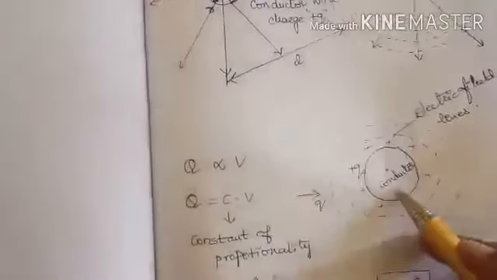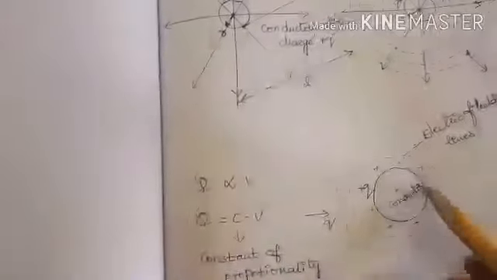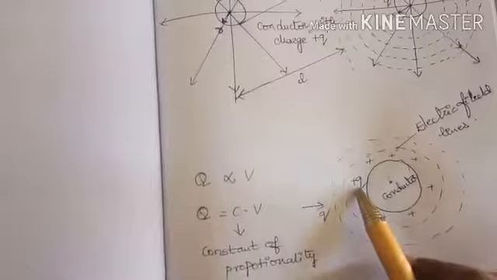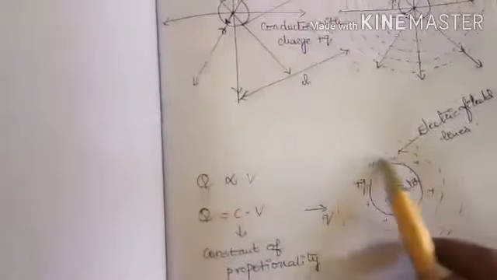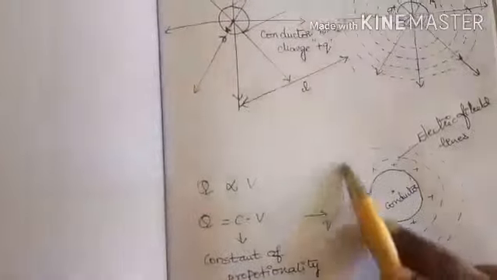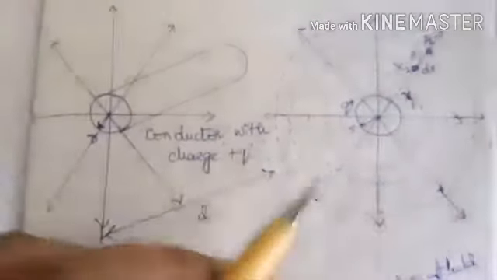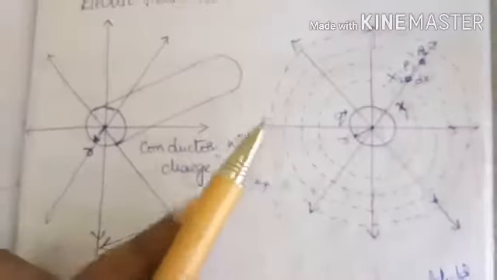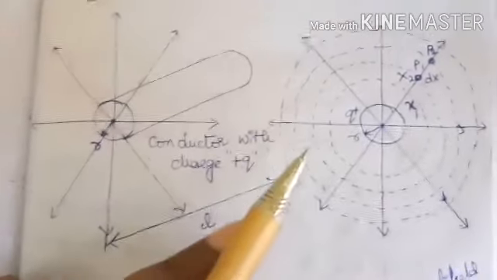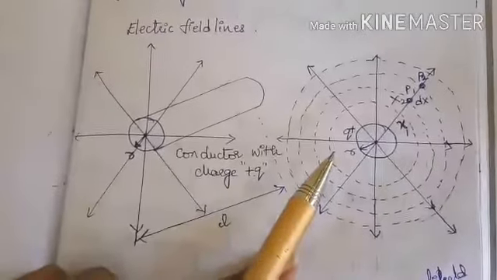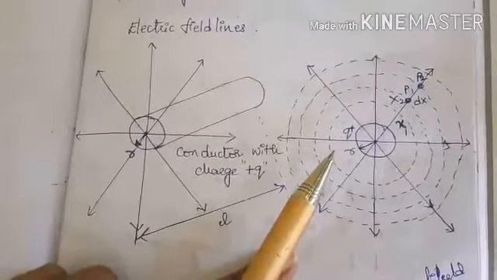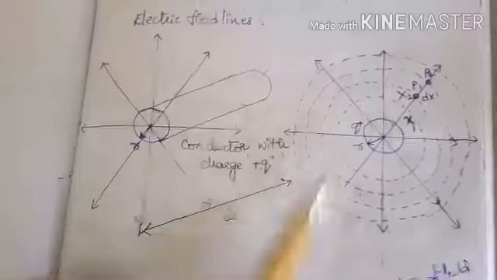Suppose take a single conductor. This conductor has a charge plus q coulombs. Thereby electric field lines will be produced around the conductor, and electric field strength and electric field intensity will be produced surrounding the conductor. So for calculating, capacitance is equal to charge per potential difference, or q by v. We can say the equation.